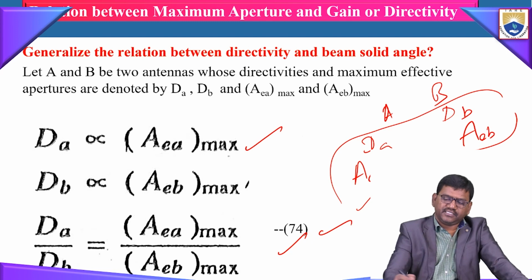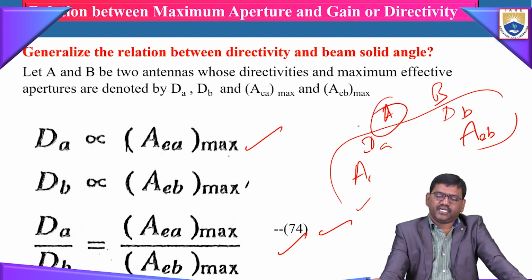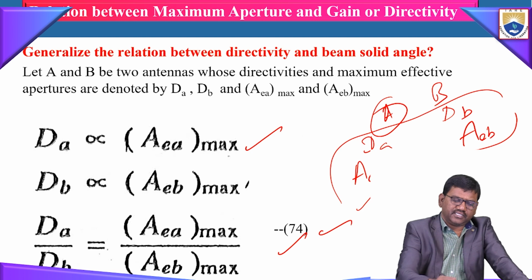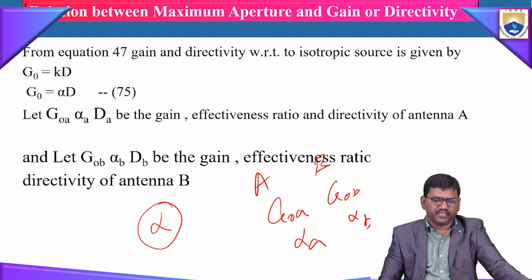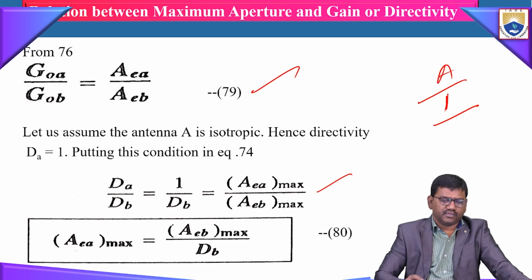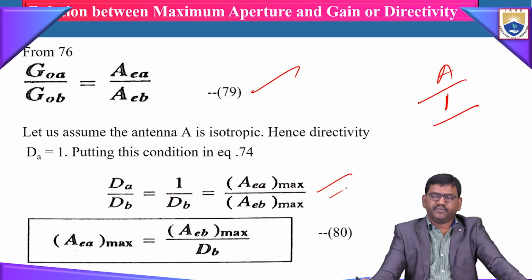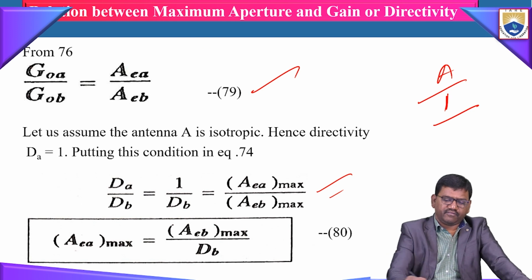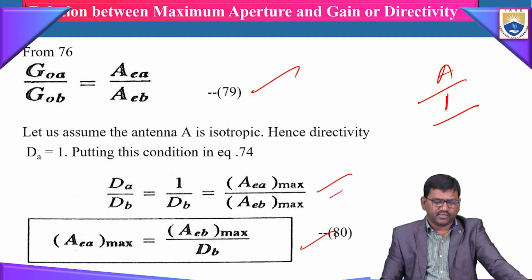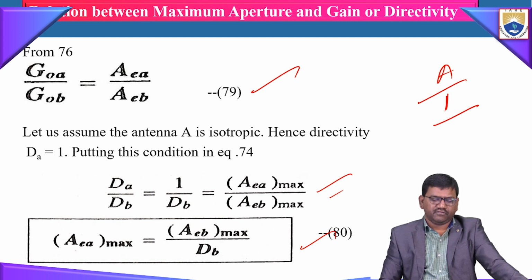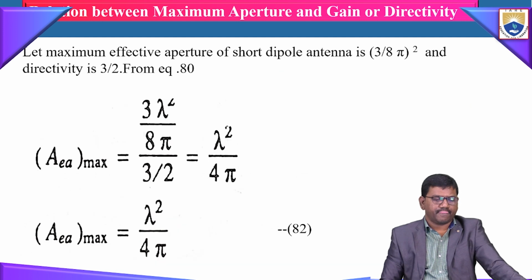So the isotropic antenna is A, and its directivity is 1. So we can substitute the directivity equal to 1 here. So 1 by DB is equal to AEA max by AEB max. From this equation, we will get AEA max equal to AEB max by DB. So here the maximum effective aperture of transmitting antenna A is equal to the ratio of the maximum effective aperture of B to the directivity of the antenna B.